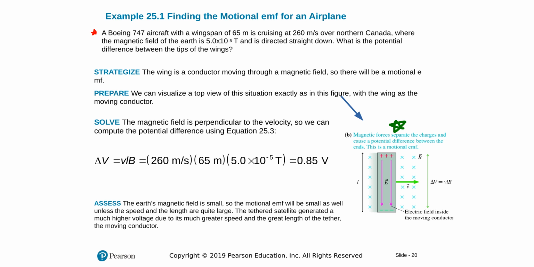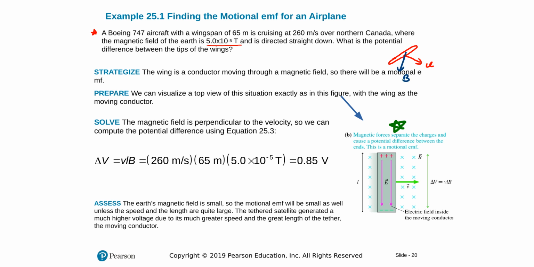We have an aircraft moving with a wingspan of 60 meters. Speed is 260 meters per second, and it's moving through a magnetic field, the Earth's magnetic field, that is equal to this much. What is the potential difference between the tips of the wings? Now, as the airplane moves, let me try to picture that as well. Assume these are the wings and they're moving in this direction. And the magnetic field is down.